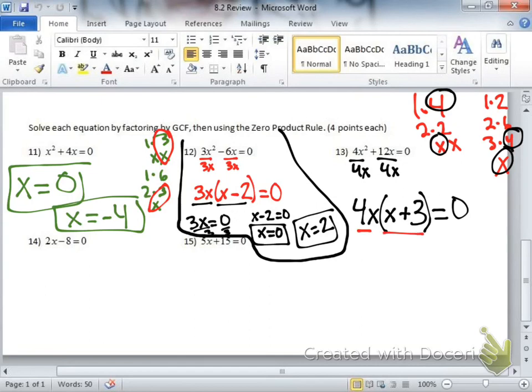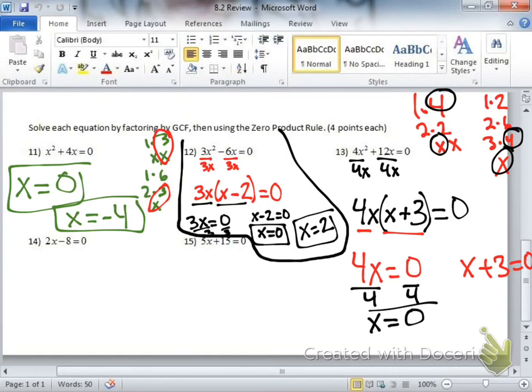Now set each factor equal to 0. So 4x equals 0, or x plus 3 equals 0. On the first one, to get the x by itself, we divide by 4. What's 0 divided by 4? 0. So 0 is one solution. What's 0 minus 3? Negative 3 is my other solution.